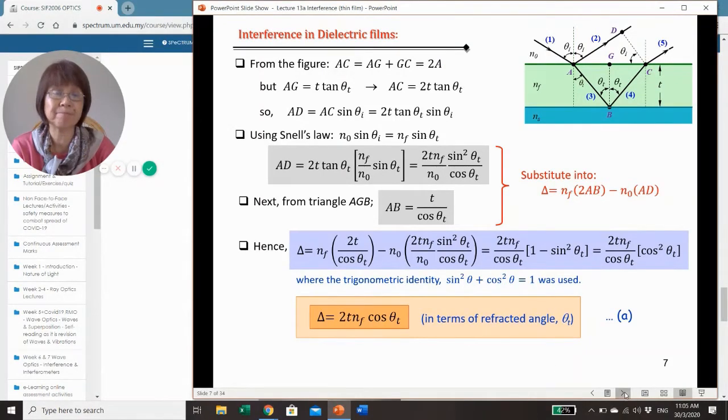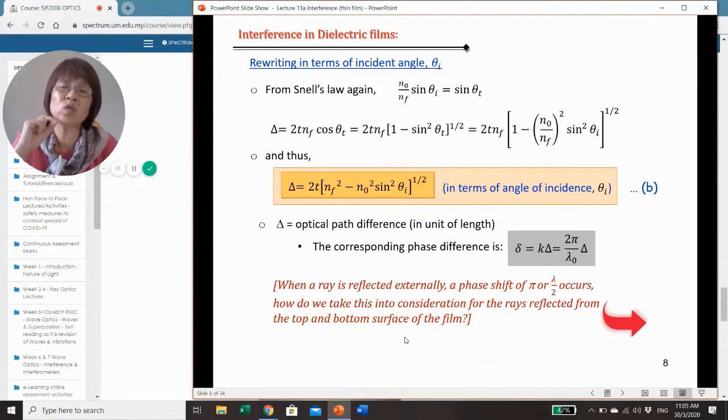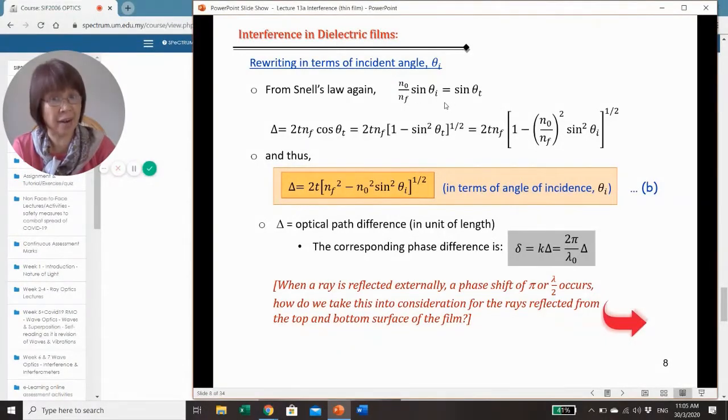Very simple, isn't it? What if we want to write it in terms of theta i instead? Well, we use Snell's law again. So sine theta t will be equal to N0 over NF sine theta i, right? And cos theta t would be the root of 1 minus sine squared theta t using the trigonometric identity. Then for this one, you substitute with this term here, N0 over NF squared sine squared theta i. And from here, if you bring out the denominator, the NF can cancel. Then you have NF squared minus N0 squared sine squared theta i.